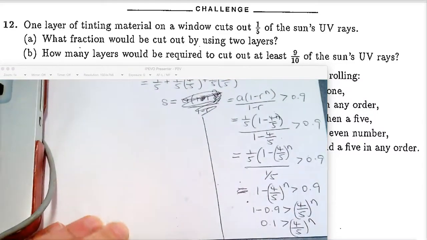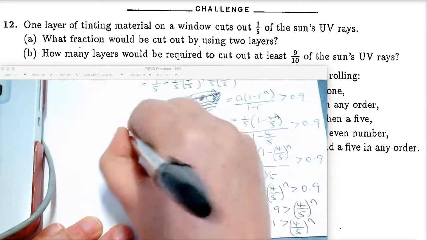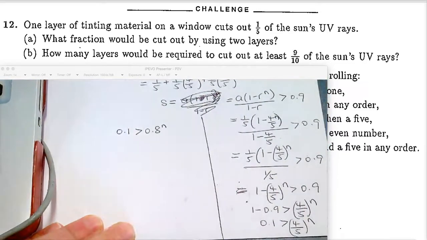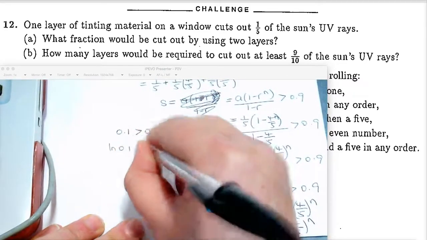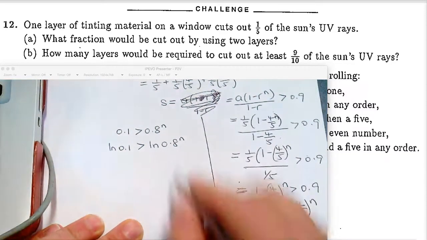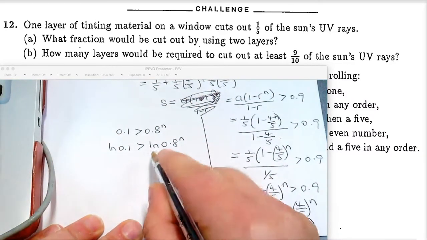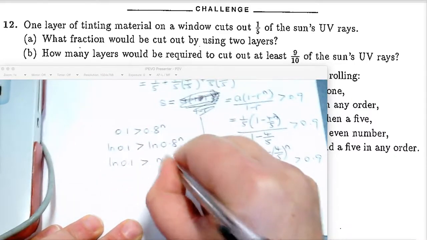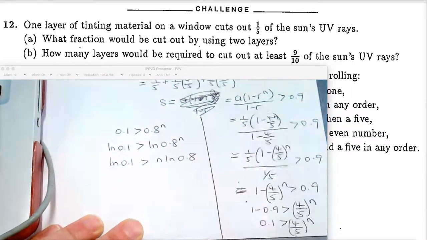And moving over. Now, do you know how to solve that? That 0.1 is greater than 0.8 to the n. Now you take logs of both sides. ln of 0.1 is greater than ln of 0.8 to the n. Now, doesn't that n come to the front with the log laws? So ln of 0.1 is greater than n ln 0.8.